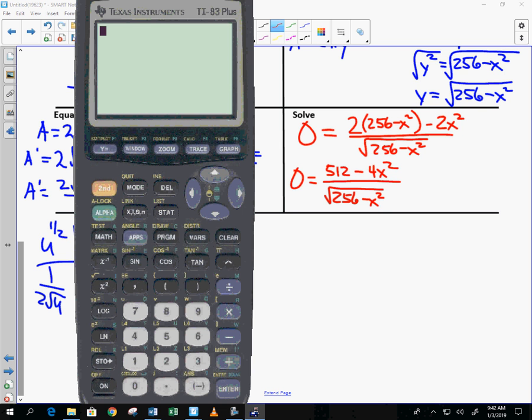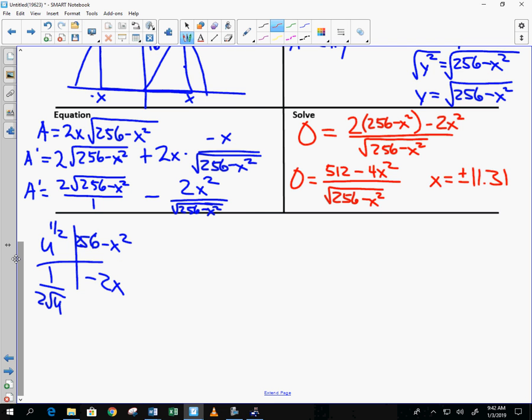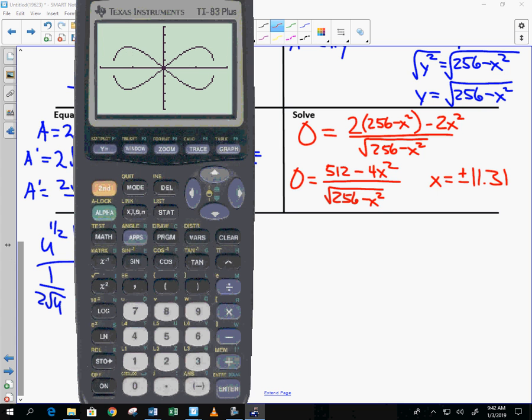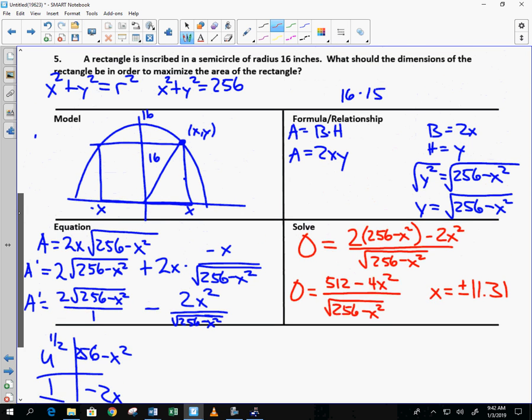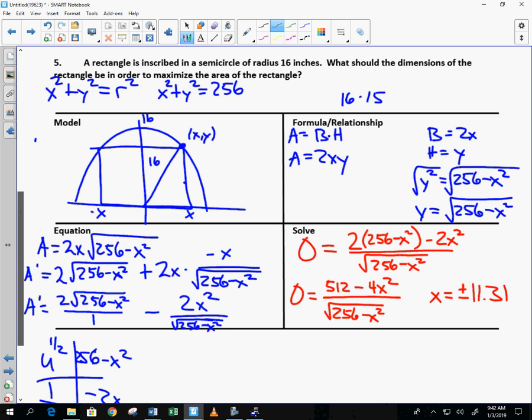Well, that's easy, right? We just take 512, we divide it by 4, and we take the square root. We get the square root of 128, or 11.31. x is plus or minus 11.31. Do we want the positive one or the negative one? Why? Yeah, if you look at your graph, we want this one. We don't want that one, right? This is where the maximum occurs. So x is 11.31.